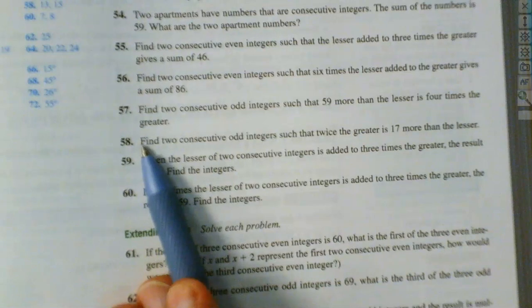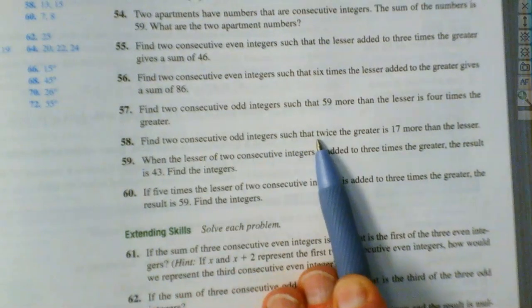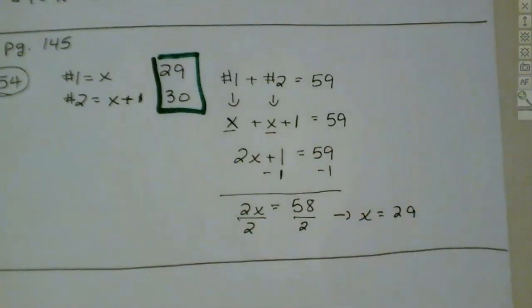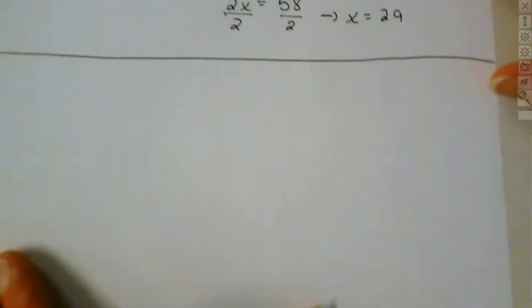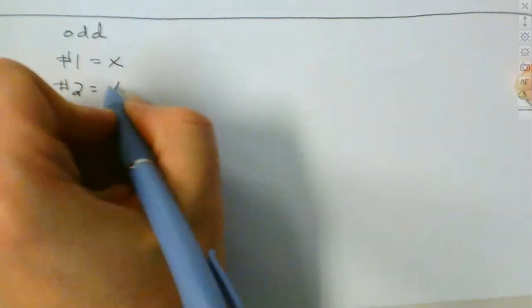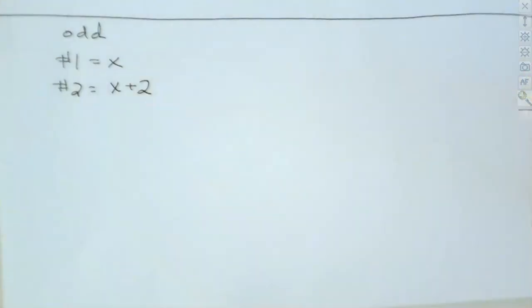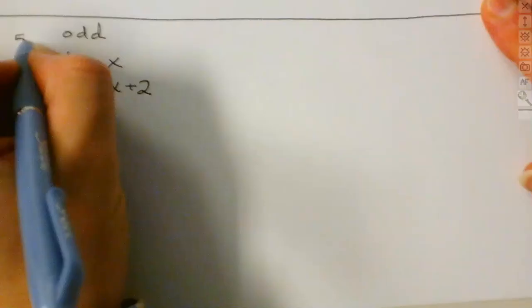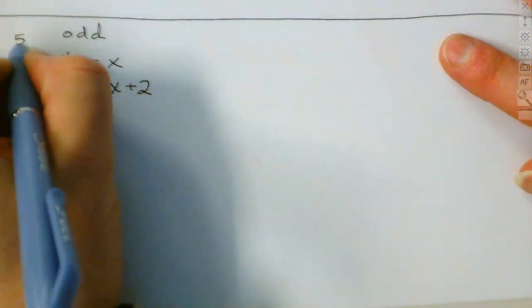So first off, find two consecutive odd integers. So that means I need two numbers and they are odd. So we'll start with that. And so the first number for odd integers is x. I need two numbers, so my second one is x plus 2. Is everyone okay with how I did that? So the first thing I did was I read that little bit of information. And we got that. Okay.